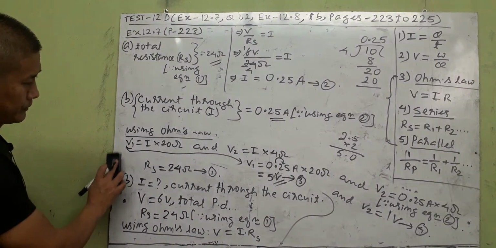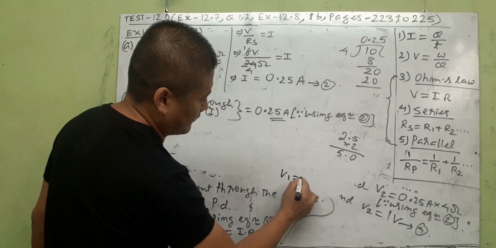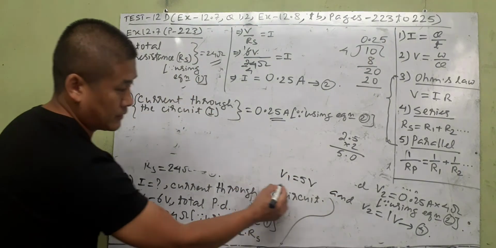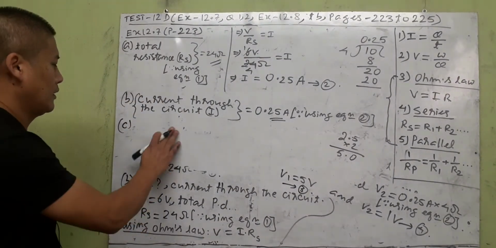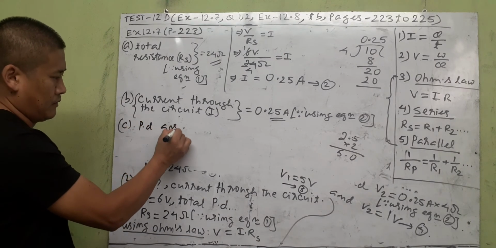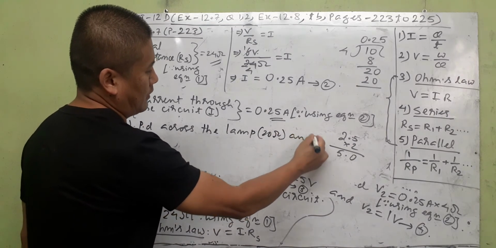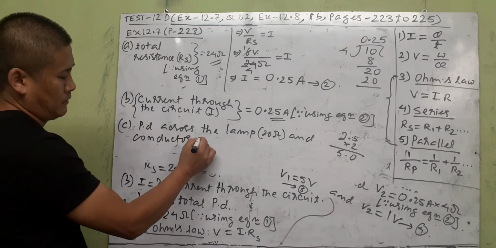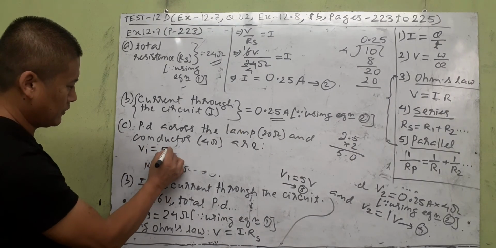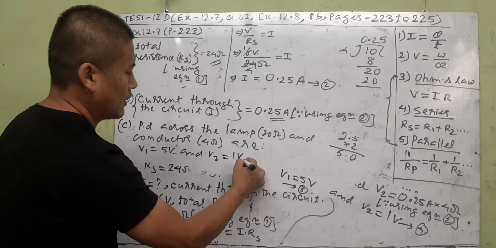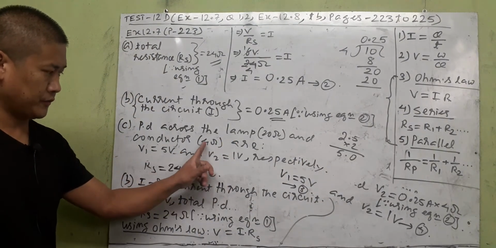Then next, finally, your final answer. Here V1 equal to 5 volts, and this is equation number 3. So C is the potential difference across the electric lamp and conductor. Potential difference across the lamp, which is the 20 ohm one, and conductor, which is the 4 ohm one. You can just write V1 first across the lamp, 5 volt, and V2 1 volt, respectively. That means this first one is across the lamp, and this 1 volt is across the conductor.